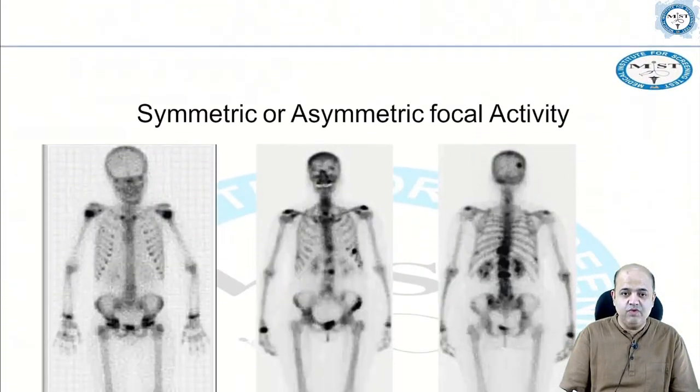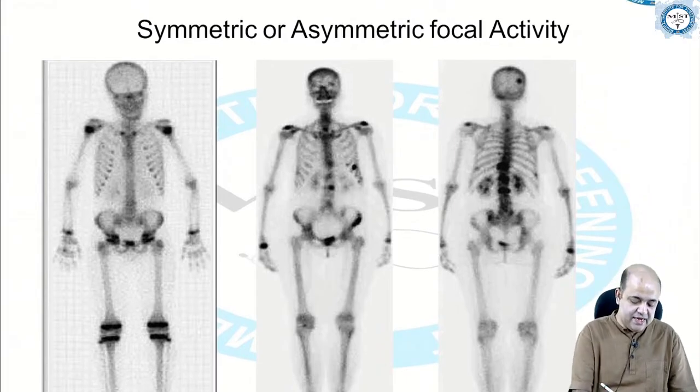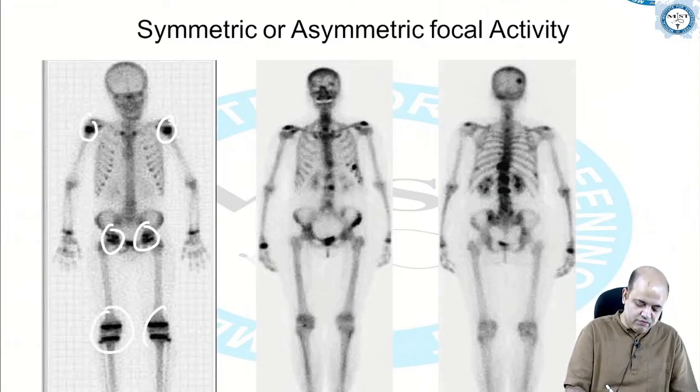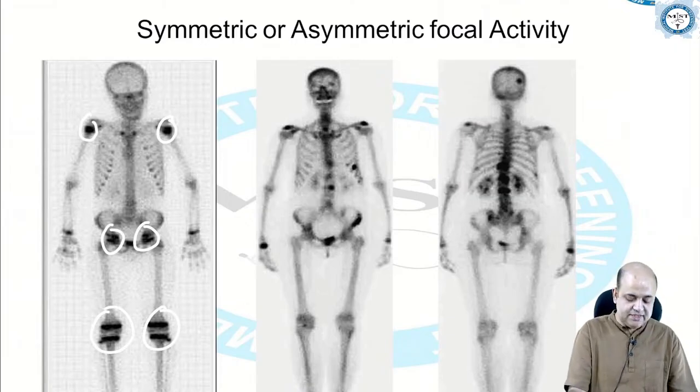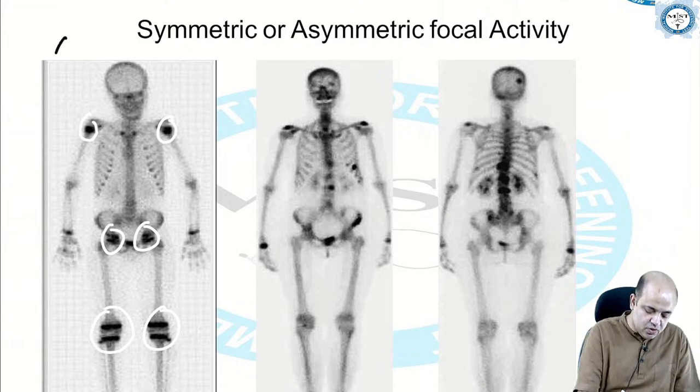Okay, how do we identify which scan it is? We look at the areas where there is uptake. So we see the dark areas at the ends of the bone. This is a symmetrical uptake at the ends of the bone. This is a normal bone scan.